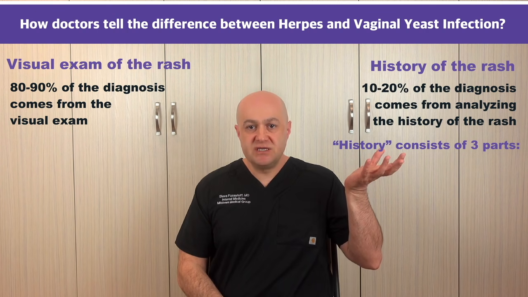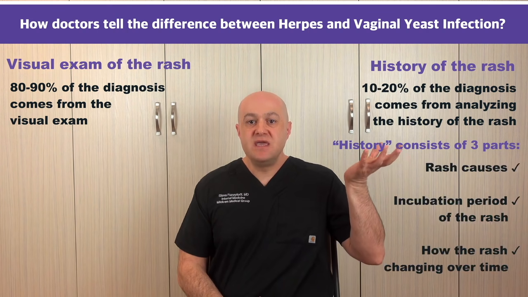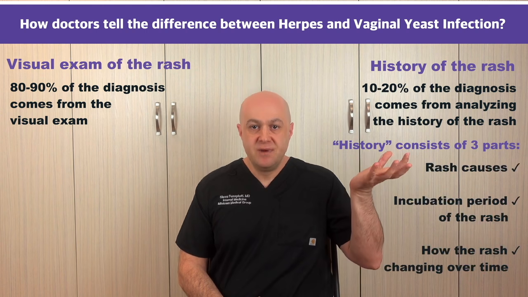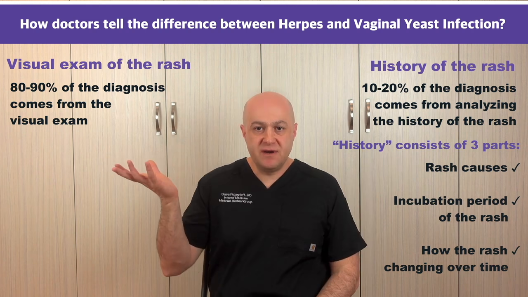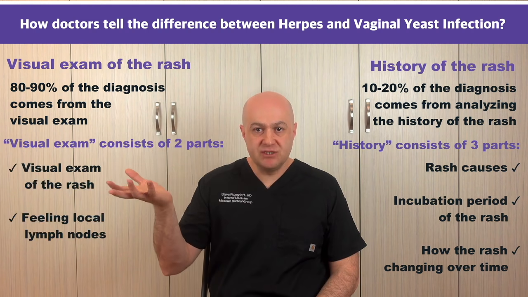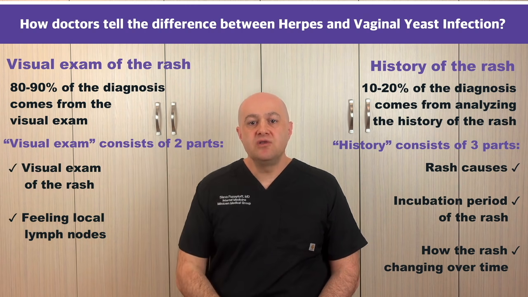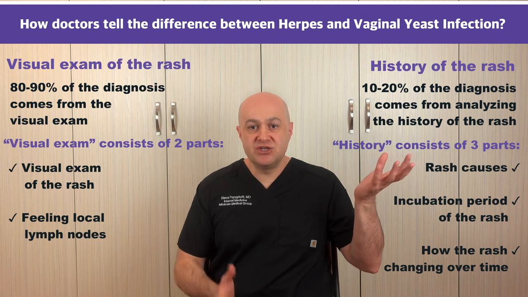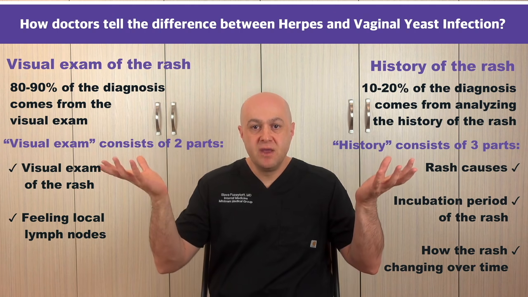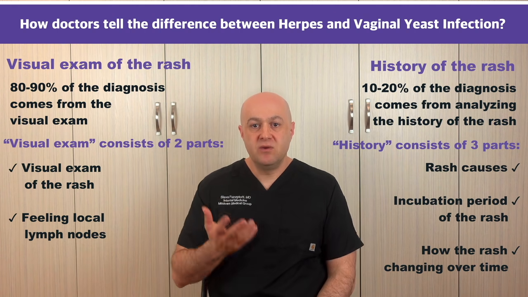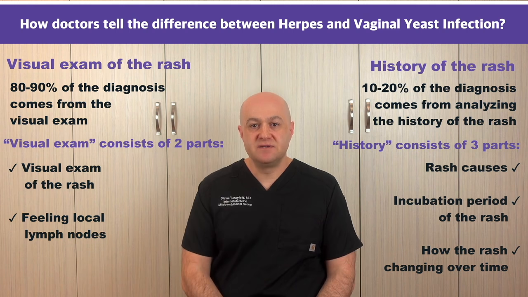The history of the rash is what's causing the rash, the incubation period of the rash, and how the rash is evolving over time. The visual exam of the rash is looking at the rash, checking the rash visually, and comparing signs and symptoms of the rash. Now we're going to talk about history of the rash and the visual exam of the rash in more detail, so we can understand the difference between genital herpes and vaginal yeast infection.